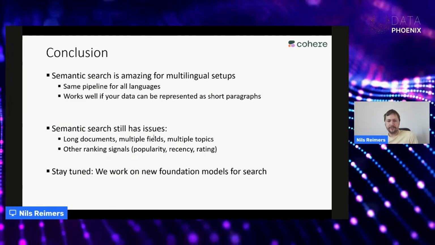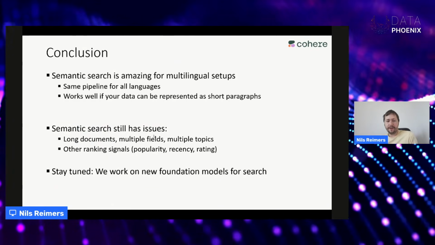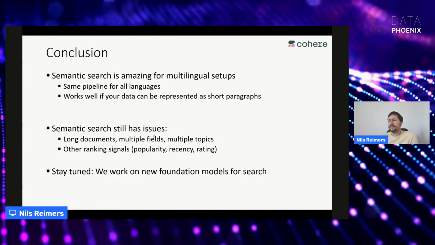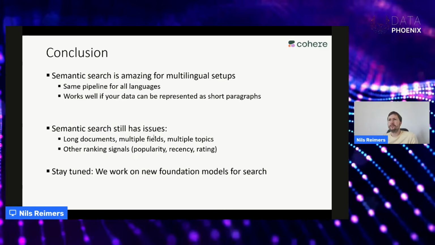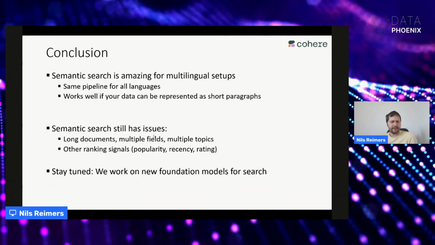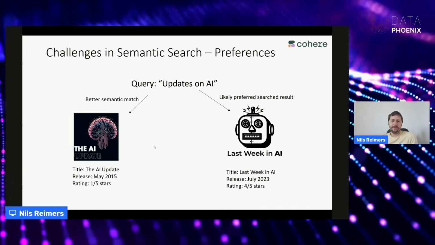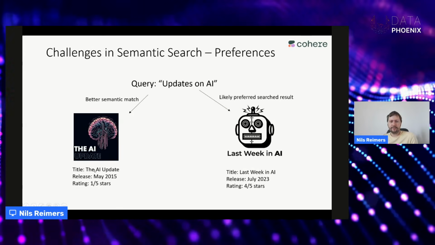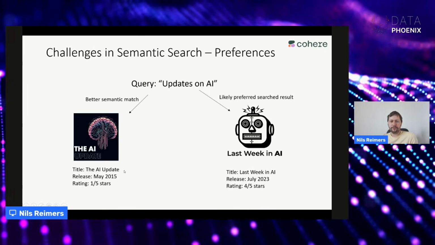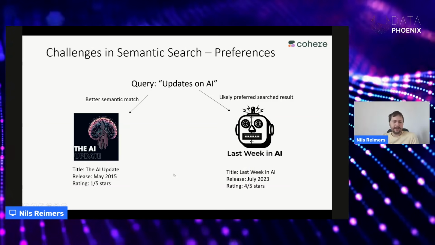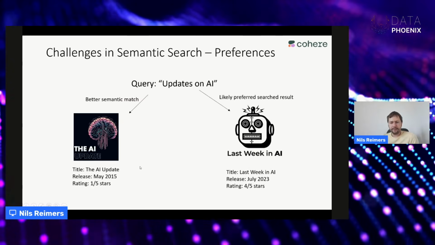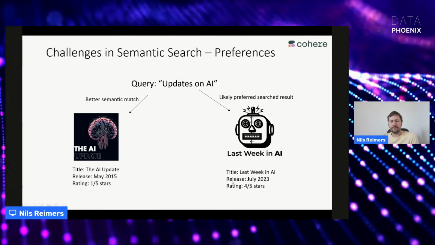If you have longer documents, multiple fields, multiple topics, and other ranking signals like popularity, recency, rating, semantic search has a lot of issues, and you need a lot of hacks to make it work. What people often do is combine different things. For example, you search on embeddings, you take the similarity on the text level, and then you say, okay, we rank 80% on the similarity of the embeddings, 10% on the recency, and 10% on the rating. And then you hope that you get the right content in the first position.